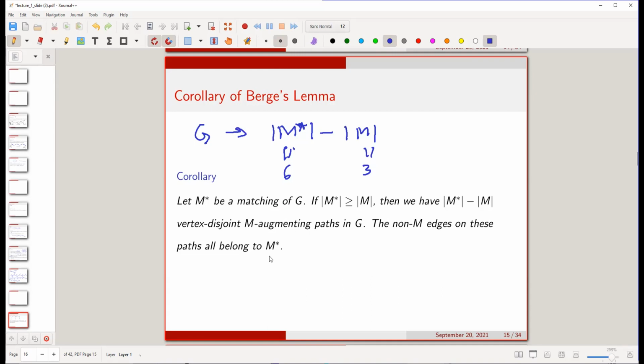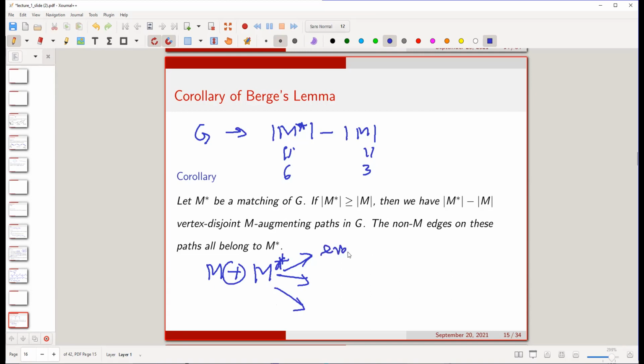Okay, to solve this, what can we do? We can take M symmetric difference M star. If we take M symmetric difference M star, then each of the odd length alternating paths has exactly one more edge of M star. So what did we have before? We had some four types of components. One is an isolated vertex, which doesn't help us in any way.